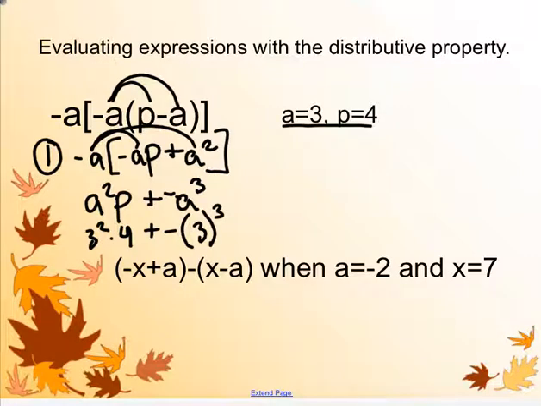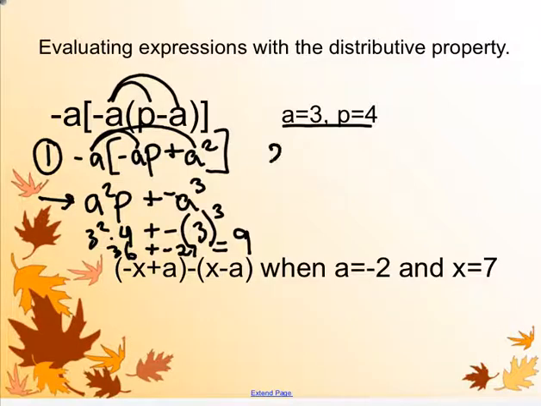Well, we can simplify out and say 3 squared is 9 times 4. Well, that's 36 plus 3 to the third is 27, but we have it negative, so we have a negative 27. So my final answer, 36 plus a negative 27, is 9. So that's our first way, distributing out our variables so we can have one simplified expression, and then we plug in our numbers.